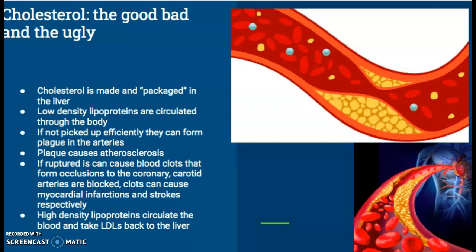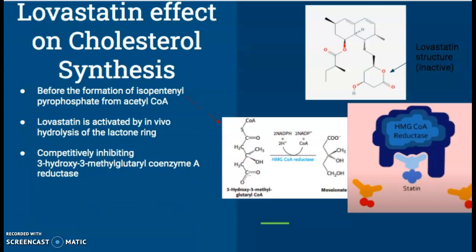So we're going to talk about next lovastatin, which is a drug that is prescribed to help prevent high cholesterol. To understand the action that lovastatin has in lowering cholesterol, we should probably look at the first steps of cholesterol synthesis.